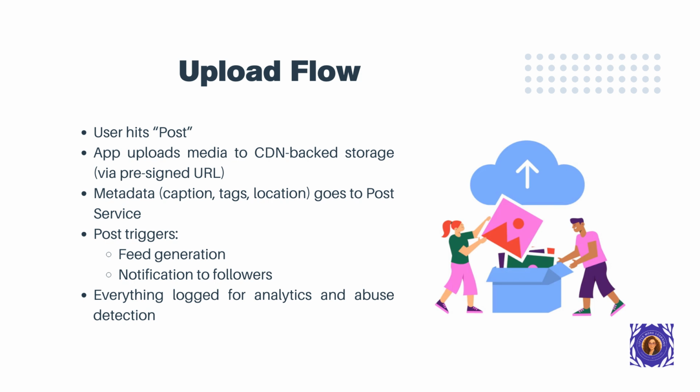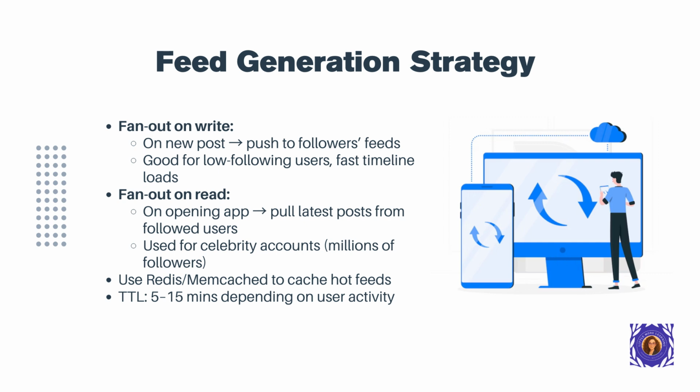Once the post is created, we trigger several background processes. We start generating feeds for the user's followers, send out notifications, and log everything for analytics and abuse detection. This asynchronous approach means the user sees their post immediately while we handle the heavy lifting behind the scenes. This flow is designed to be fast for the user while ensuring all the complex downstream processing happens reliably in the background.